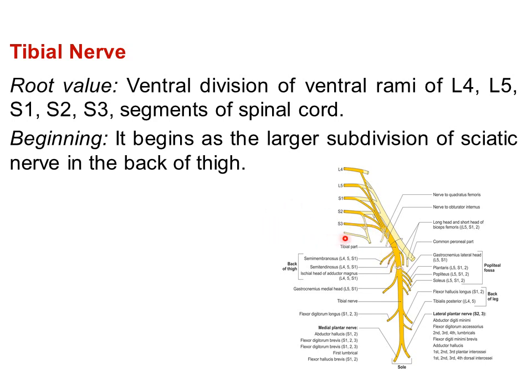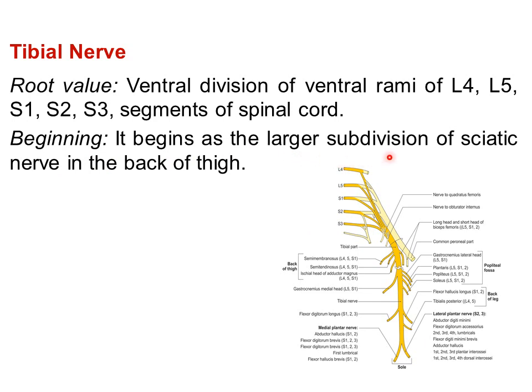So, this tibial nerve is formed by the ventral divisions of the anterior primary rami of L4, L5, S1, S2, S3 segments of the spinal cord. So, ventral divisions of the ventral rami of L4, L5, S1, S2, S3. These segments form the tibial part of the sciatic nerve, or the tibial nerve. Okay.